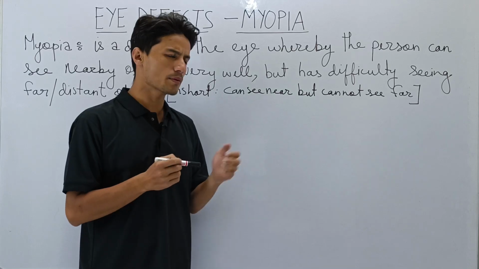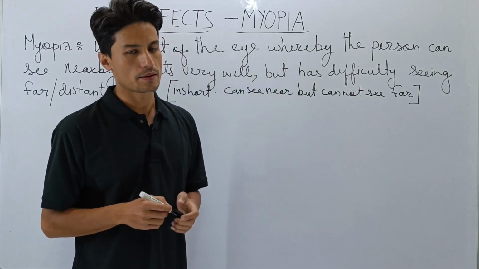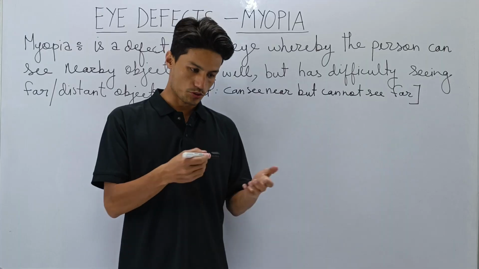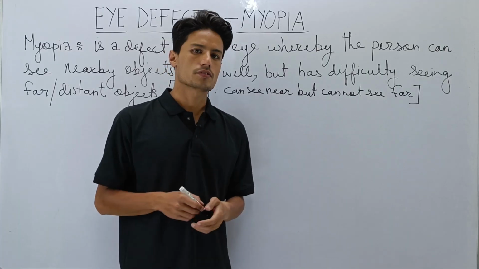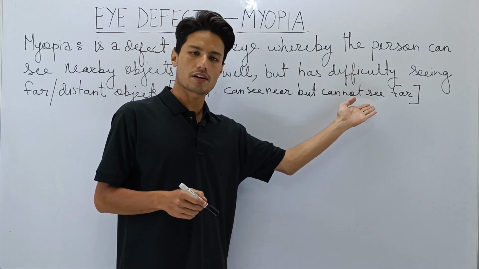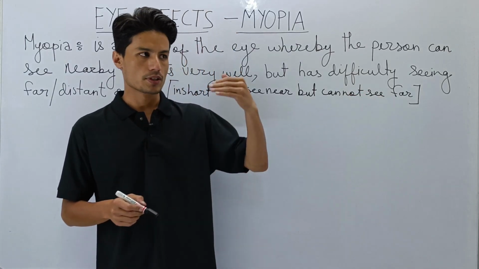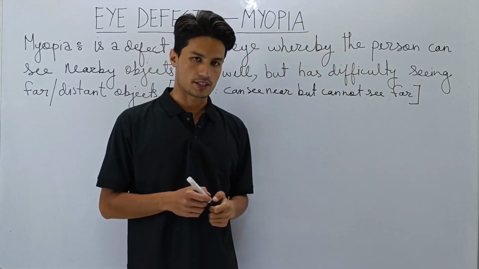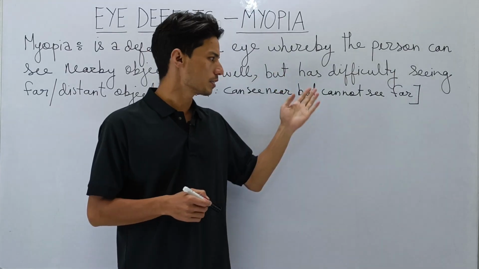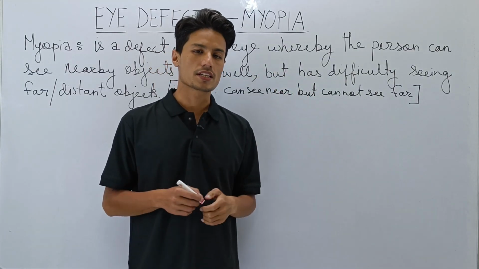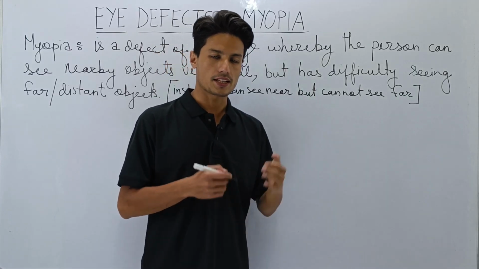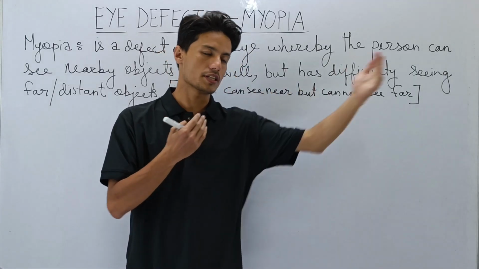Okay, so reading a book, a myopic person can read a book. A myopic person can draw, can write notes. But a myopic person will have difficulty if you show him a far distant object. If you show him a far distant object, the person will have difficulty seeing it. So that is the problem with myopia. All right, can see near but cannot see far.